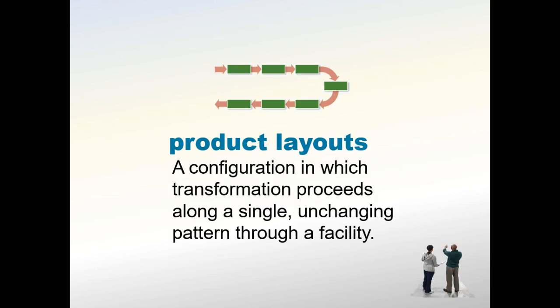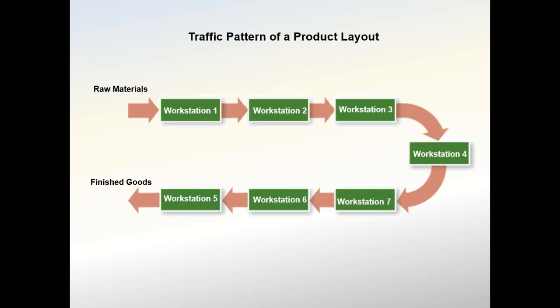A product layout is a configuration in which transformation proceeds along a single unchanging pattern through a facility. A product layout is defined by a single unchanging traffic pattern through the facility, as illustrated here in figure 6.4. This unchanging pattern marks the flow of transformation, creating a highly standardized product, the logical choice of layout for make-to-stock production.